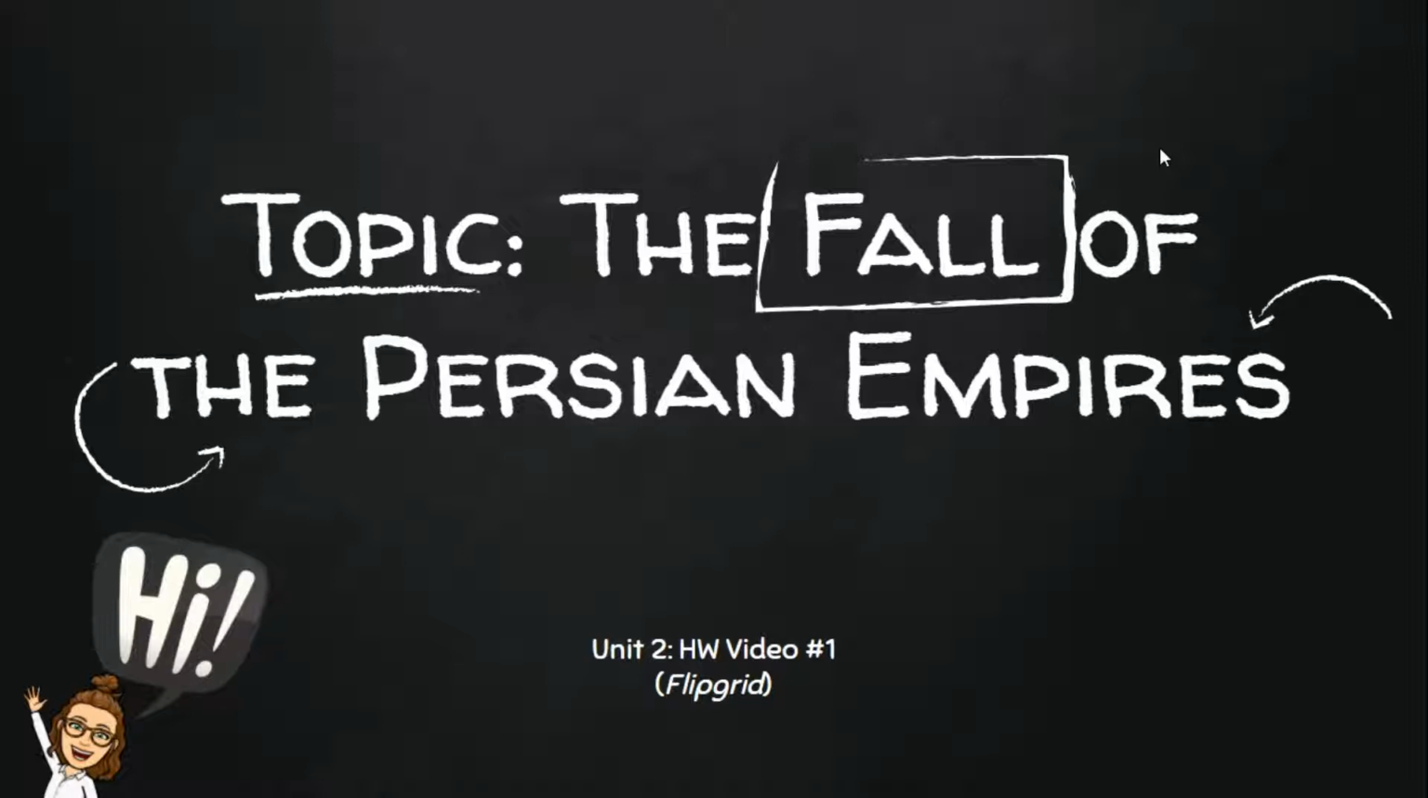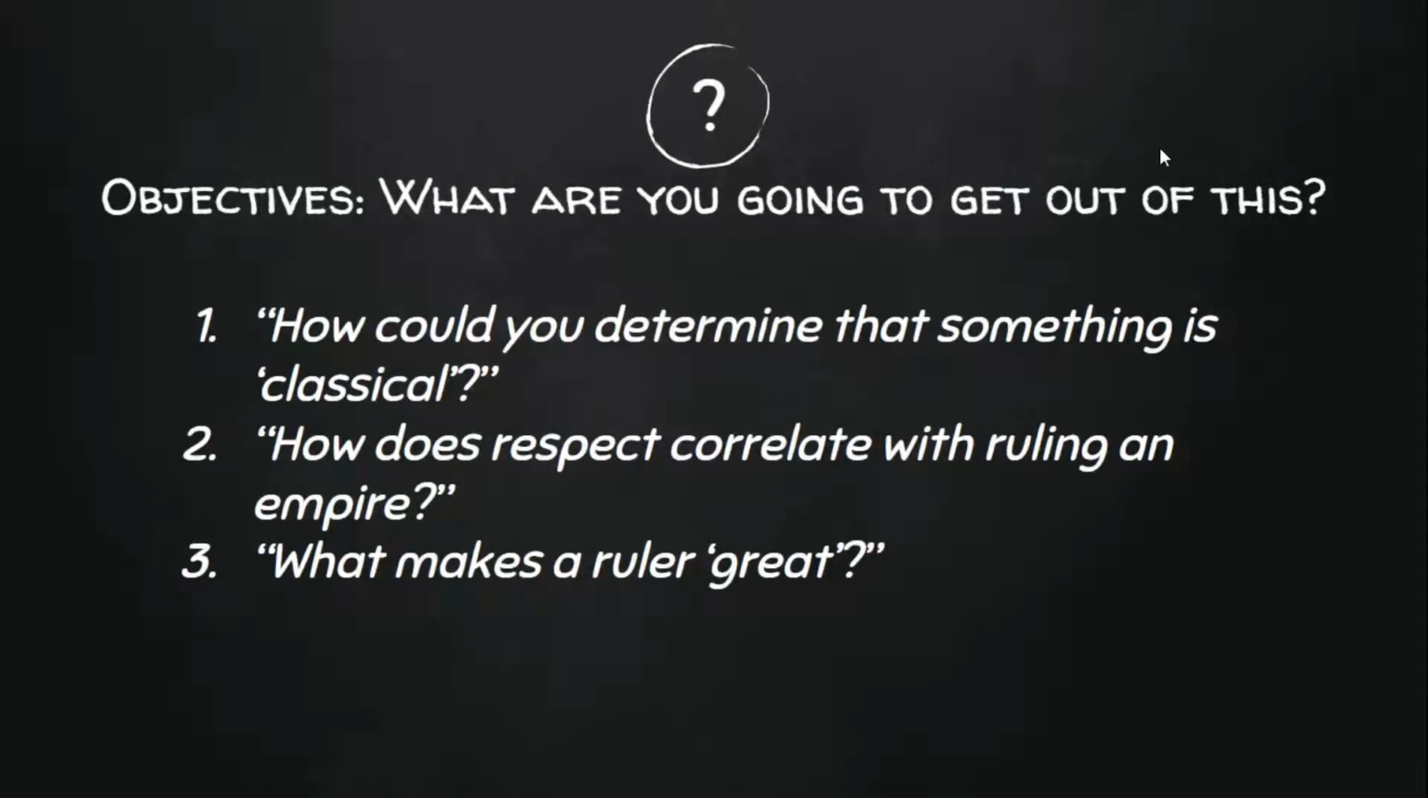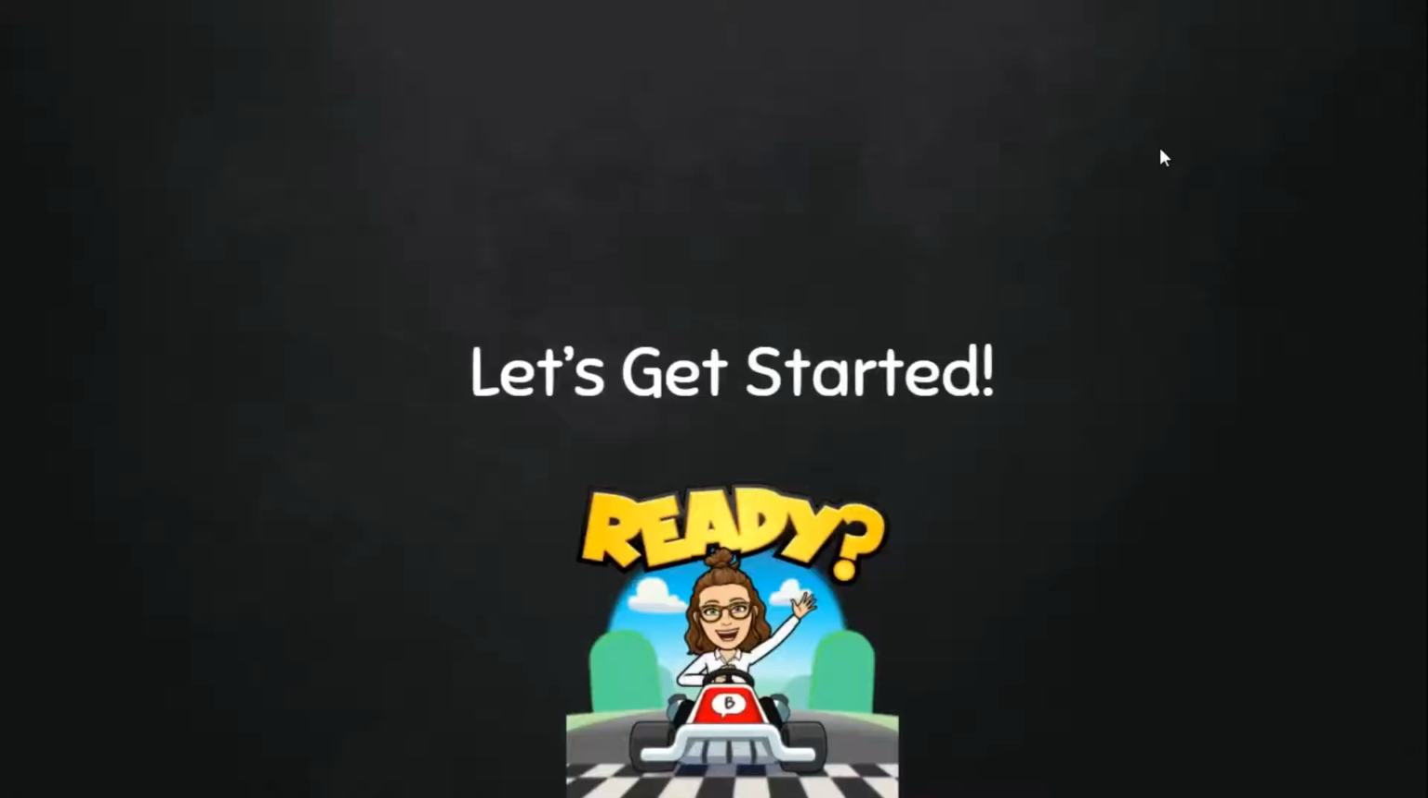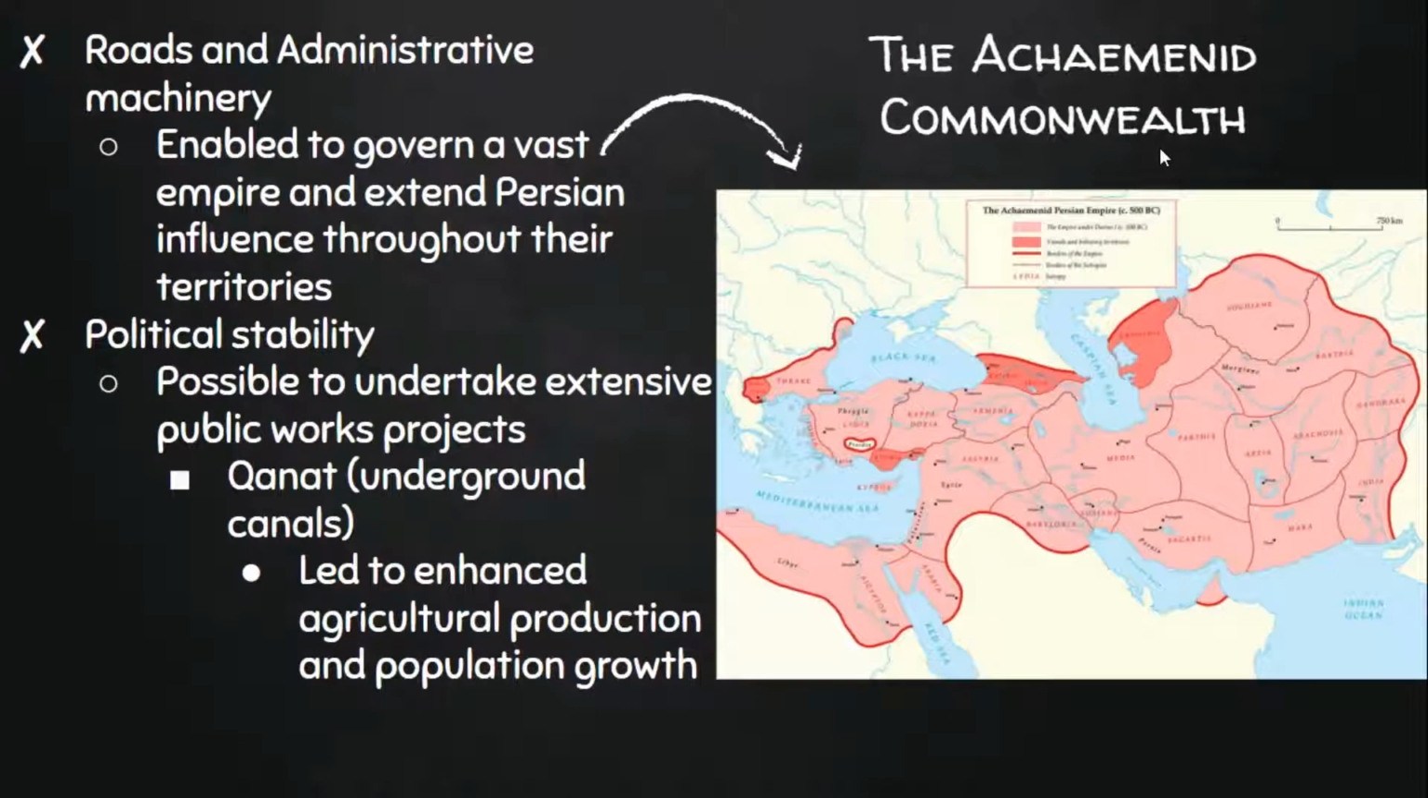And our topic is the fall of the Persian empires. So our objectives, what are we going to get out of this? Number one, and this is our unit question: how could you determine that something is classical? Number two, how does respect correlate with ruling an empire? And number three, what makes a ruler great? Let's go ahead and get started.